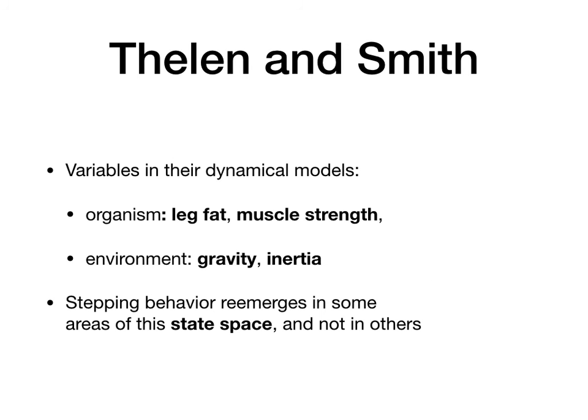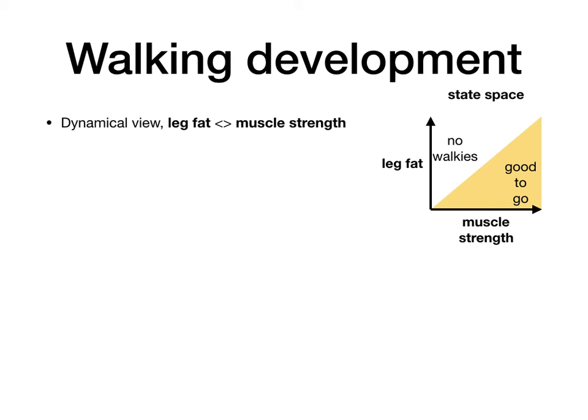So, Thelen and Smith's dynamical systems models involved a few things. At the organism level, the constraints are leg fat and muscle strength, and at the environment level, there is both gravity and inertia. So, stepping behavior reemerges when this state space is in a particular setting. So let's look at that. Here's the dynamical view. Leg fat is in opposition to muscle strength. That's fine at first, right? The muscle strength is good, and it's more than the leg fat.